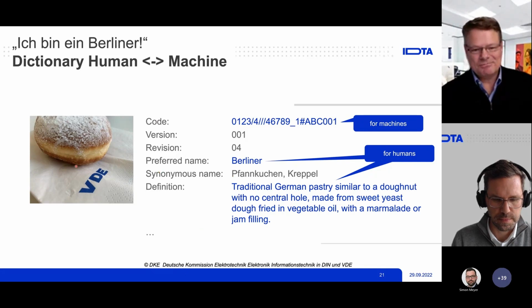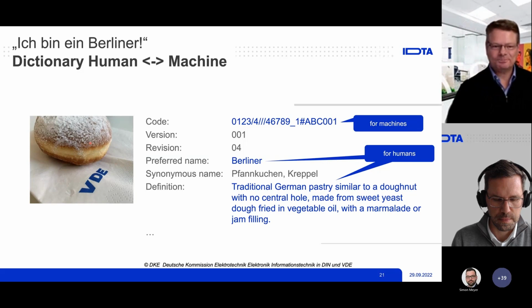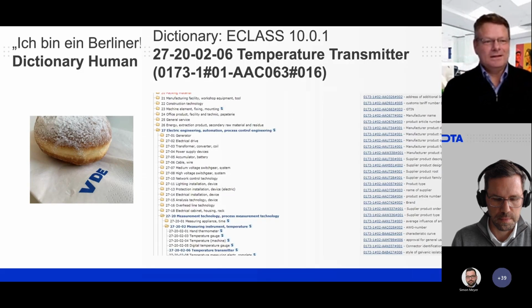You have here something called a Berliner, and to clarify which Berliner is meant, there is a description, human readable, and sometimes you have a picture to make clear what it is. Then, machine readable, you have this code, and if a machine or a system sees this code, it means it's a Berliner filled with jam.